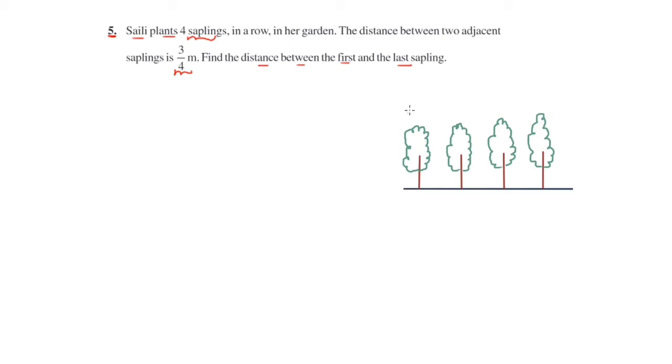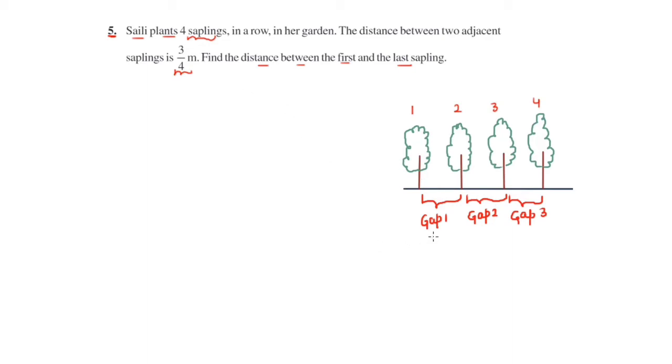So this will be our first sapling, this will be our second sapling, this will be our third and fourth sapling. So if you will see, these are the gaps between them. In these 4 saplings we have 3 gaps between them. Gap 1, gap 2 and gap 3, as you can see in the picture.